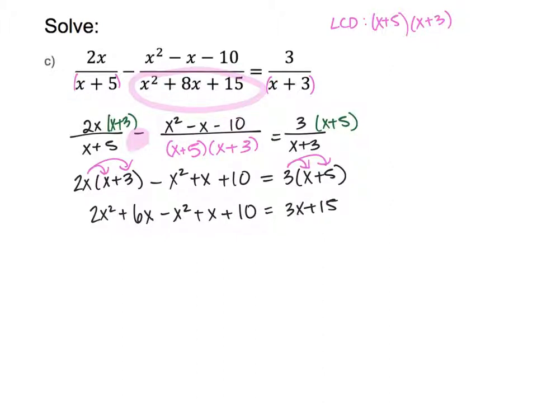Okay, we got a lot of stuff going on the left side, so I'm going to combine any like terms that I see. So the x squares, if I combine, I get just 1x squared. If I combine the x's, I get 7x plus 10 equals 3x plus 15.